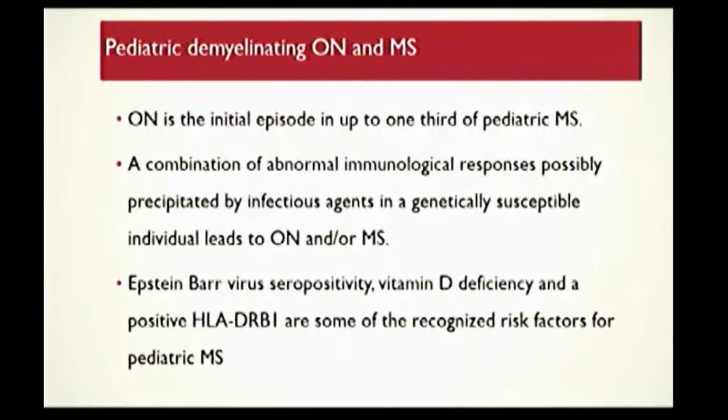What about multiple sclerosis? Optic neuritis is the initial episode in about 1/3 of pediatric patients with multiple sclerosis. It has been suggested that a mix of abnormal immunological response, possibly precipitated by an infectious agent, in a genetically susceptible individual leads to optic neuritis and multiple sclerosis. Some of the recognized risk factors for developing pediatric multiple sclerosis are Epstein-Barr virus, vitamin D deficiency, and positive HLA-DRB1.